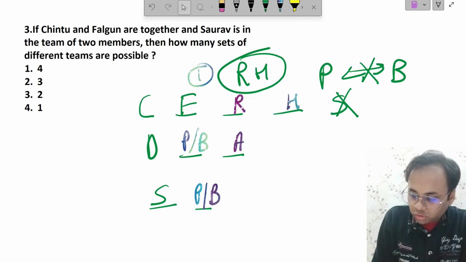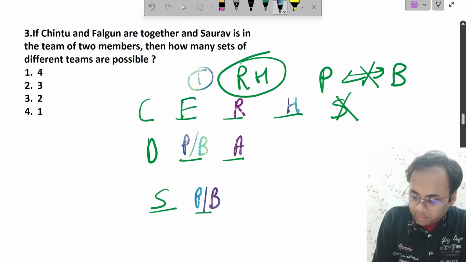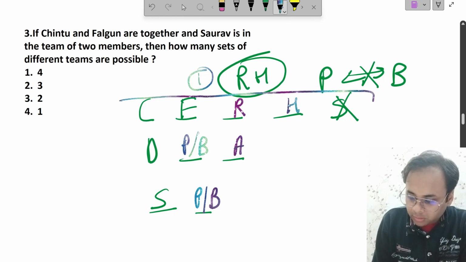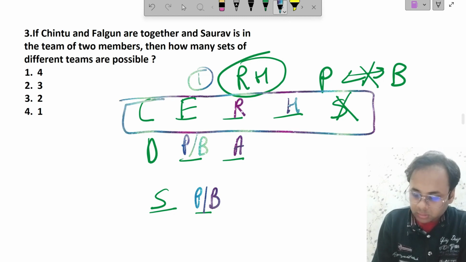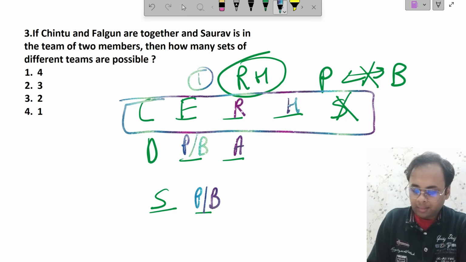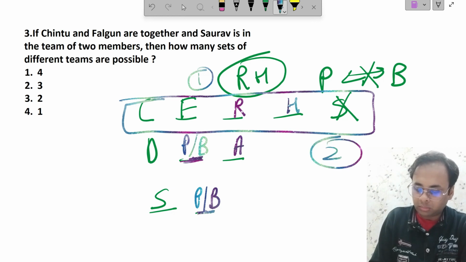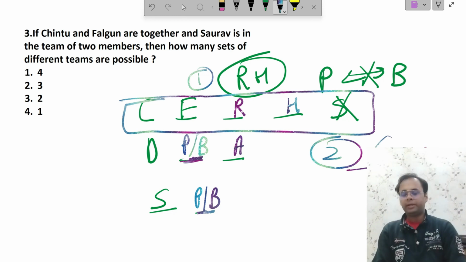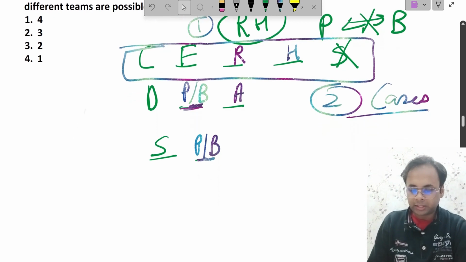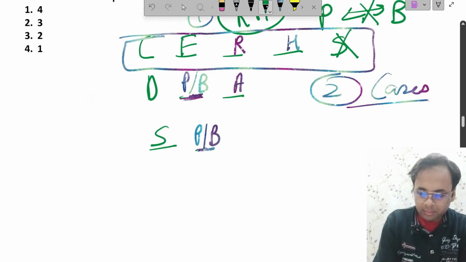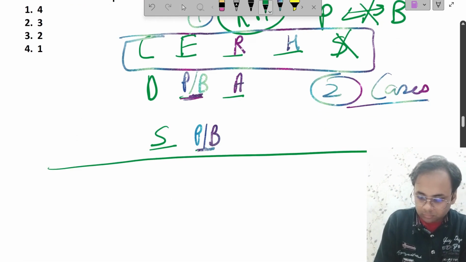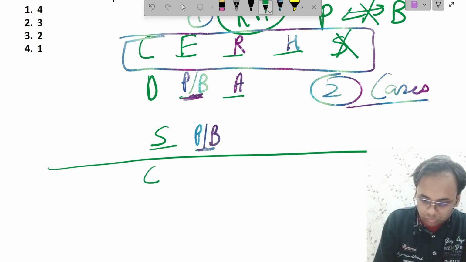So for this case, if R and H come up in this team of four members, two cases are possible for P and B coming in, either P or B coming in the three-member team or in the two-member team. So two cases are possible for R and H coming over here. Now we have to see the other case. Let me just mark it for C.